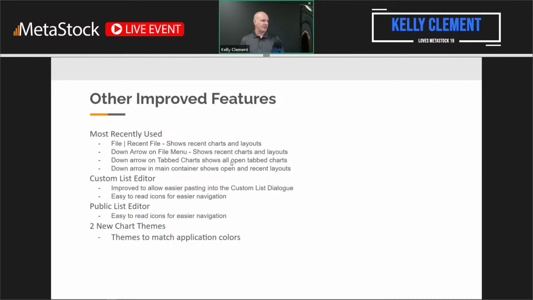Down arrow on tab charts shows all open tab charts. I've shown you that. Down arrow on main container shows all open and recent layouts. Showed you that. Custom list editor has been updated.